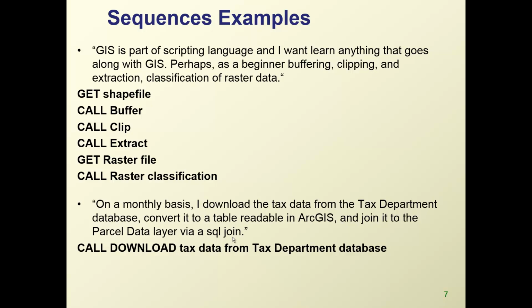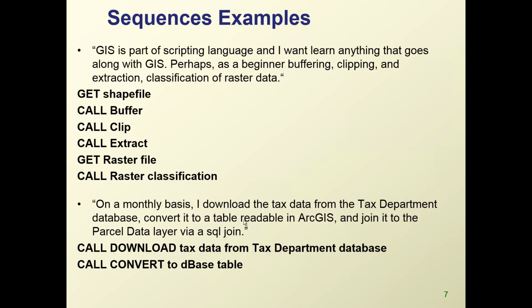Maybe you'd start by saying call download tax from tax department database. Pseudocode is very open-ended. You're kind of making it up as you go because you want to make it understandable, readable to anybody who doesn't necessarily know code, your advisor, your committee. You might be describing a process that you're doing for your thesis, and you don't want to get into syntax when you're describing that because you're going to get questions.